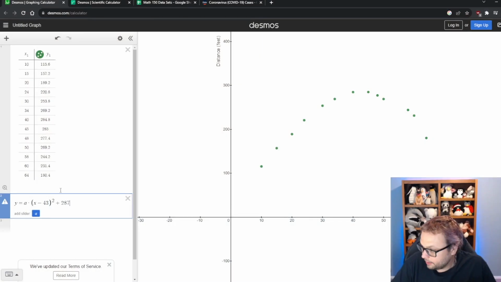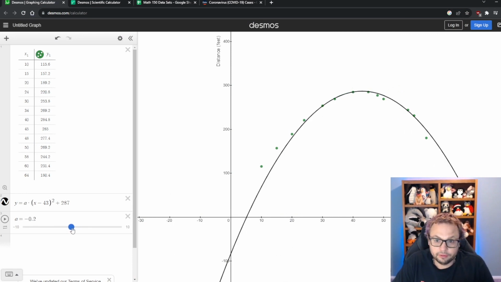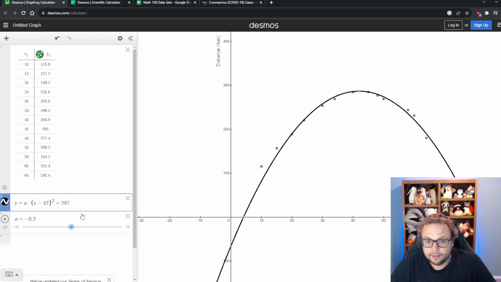So if we head back over here, we have this. I can add our slider here. Now, of course, you might notice our parabola points down. I started here at a equals 1. That's pointing up. So I should certainly slide it down into the negatives. And I can try to eyeball this somewhere in that vicinity. Now, I'm noticing that this is pretty close to what I'm looking for. It would look a little better if I slid it a little bit to the left. So if I made the vertex, say, 42 instead. Oops. Like that. That may look a little bit better.